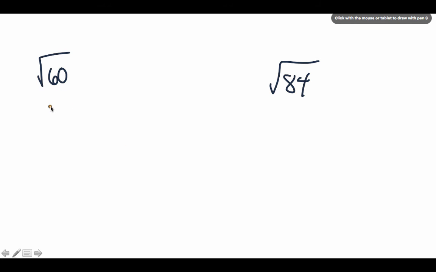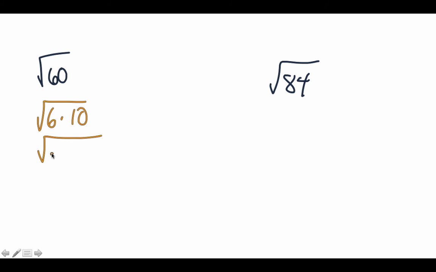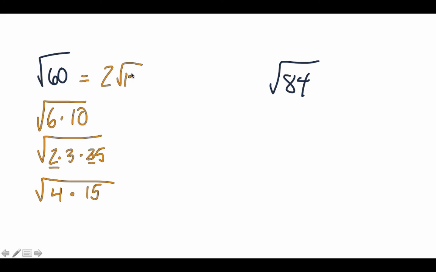Alright, so with 60, I see 6 times 10. With 6 and 10, I go, alright, well that's 2 times 3 and 2 times 5. Oh, now I can see this as 2 times 2, that's a 4. 3 times 5, that's 15. The square root of 4 is 2. Square root of 15, there's no squares there. So this just ends up being 2 root 15.